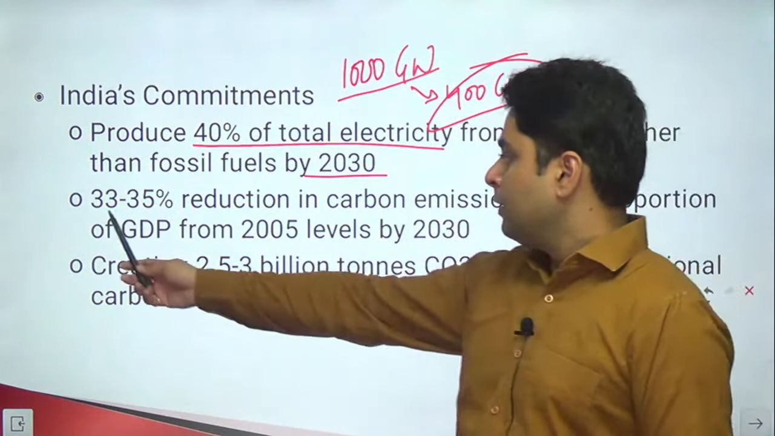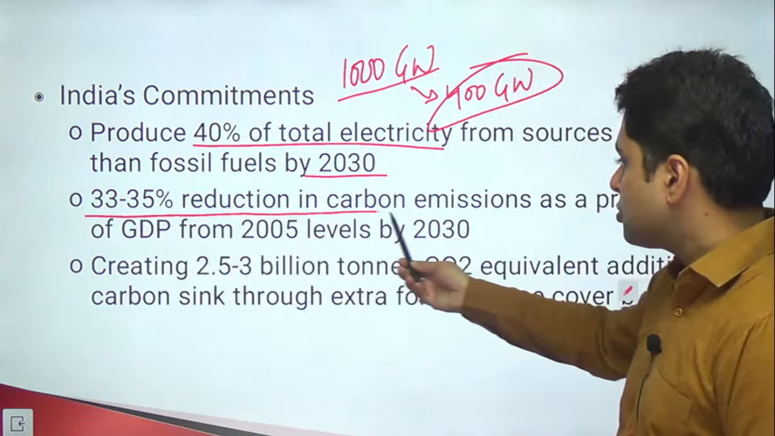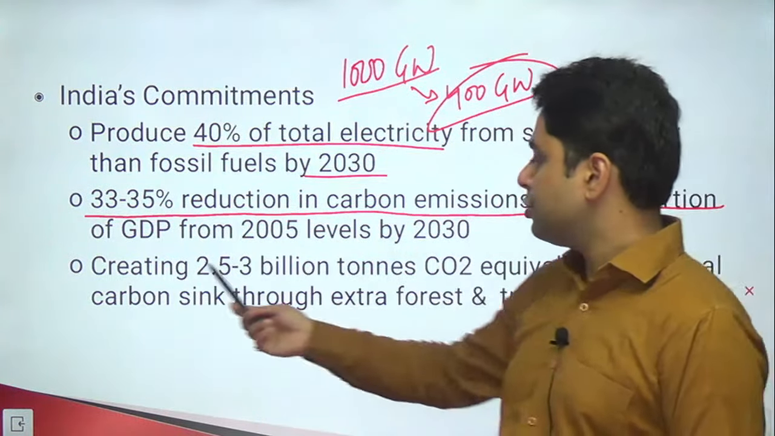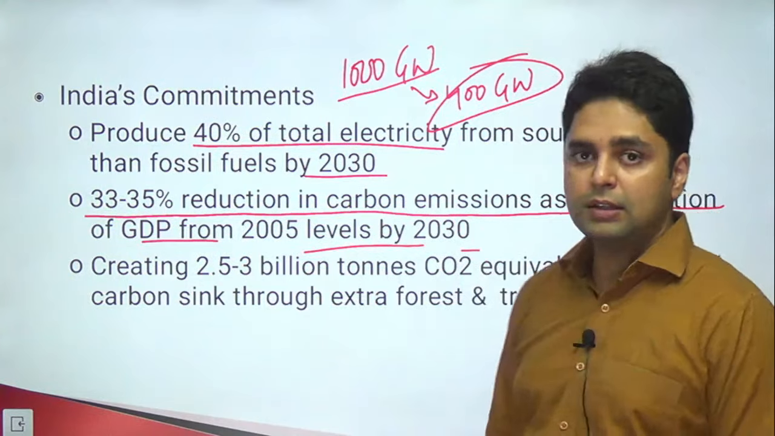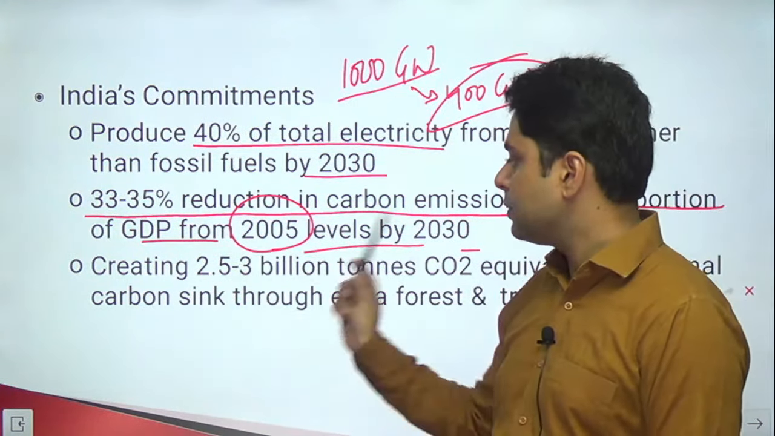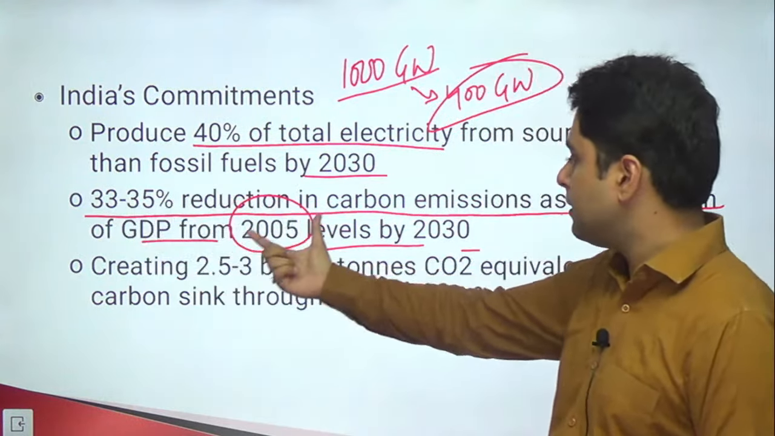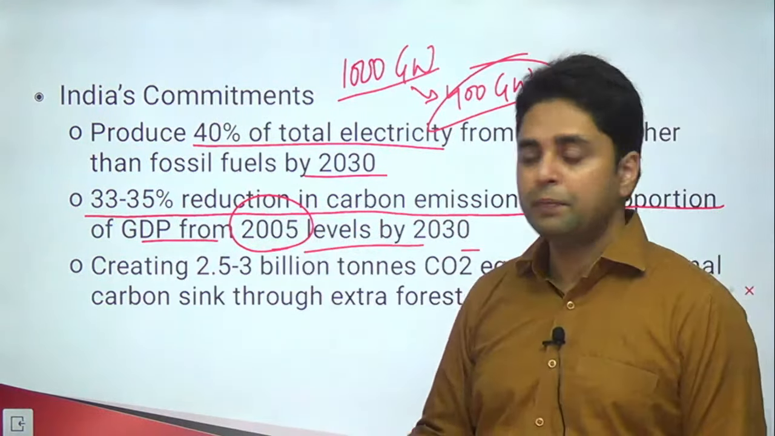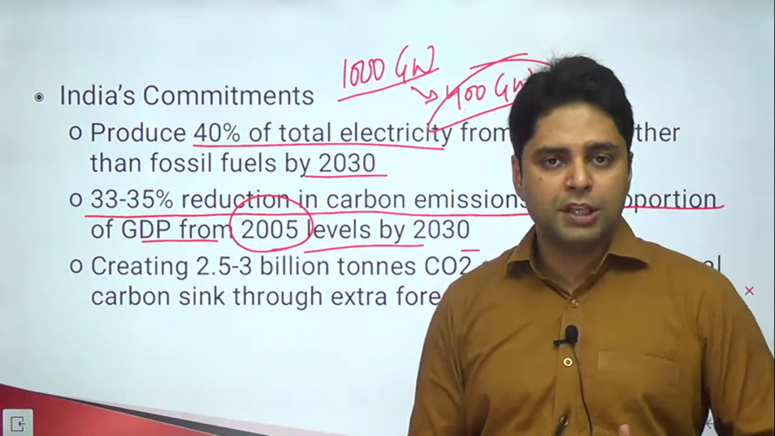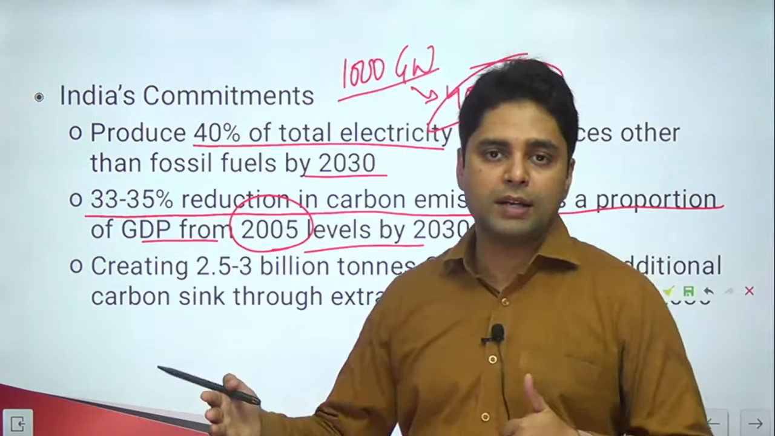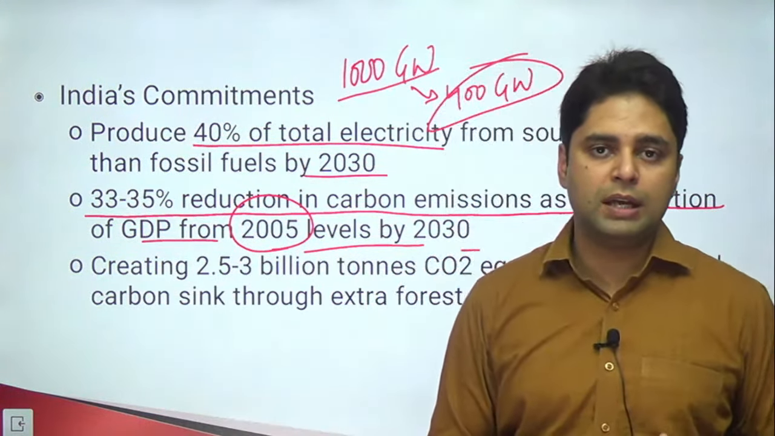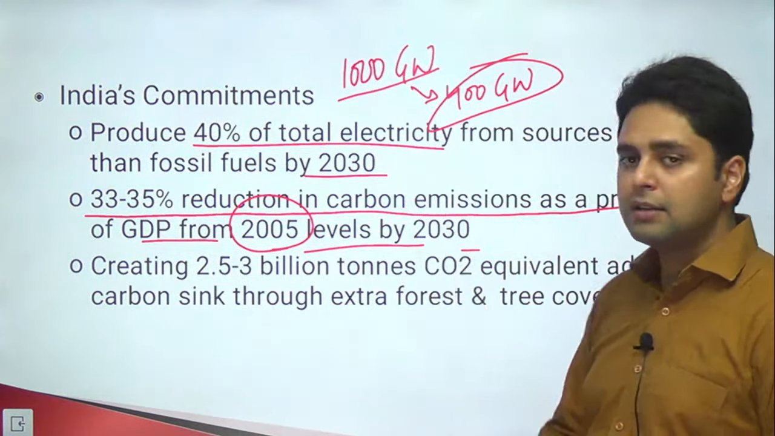Second, 33 to 35% reduction in carbon emissions as a proportion of GDP by 2030. So whatever carbon emissions India was producing in 2005, 33 to 35% less emissions would be produced by 2030 from that level in proportion of GDP. So if GDP rises, in proportion of that rise, 33 to 35% reduction in carbon emissions. This is the second target.